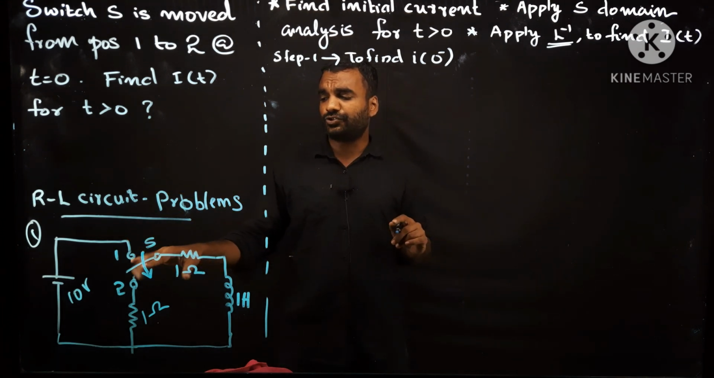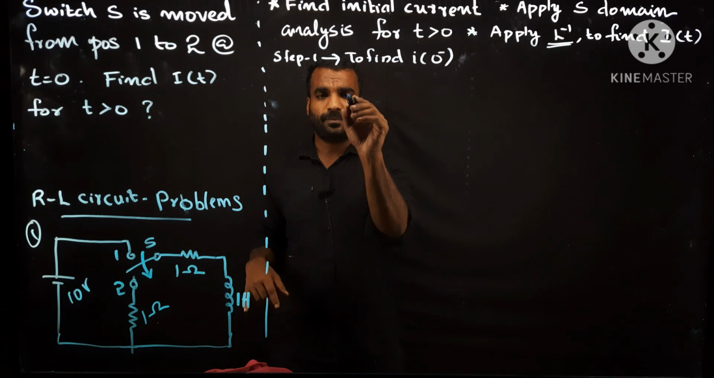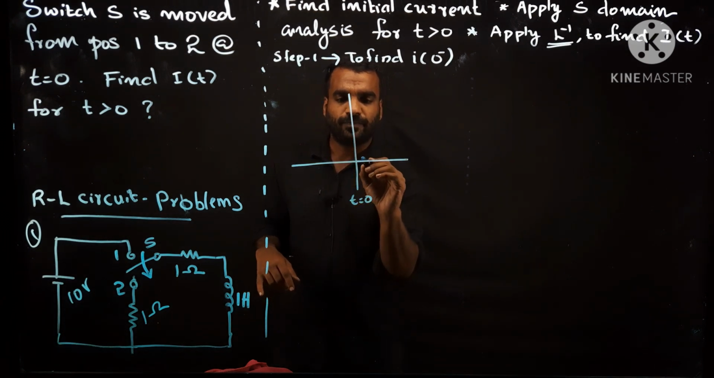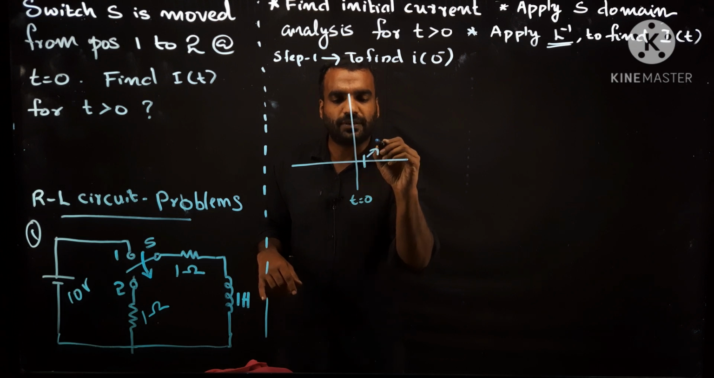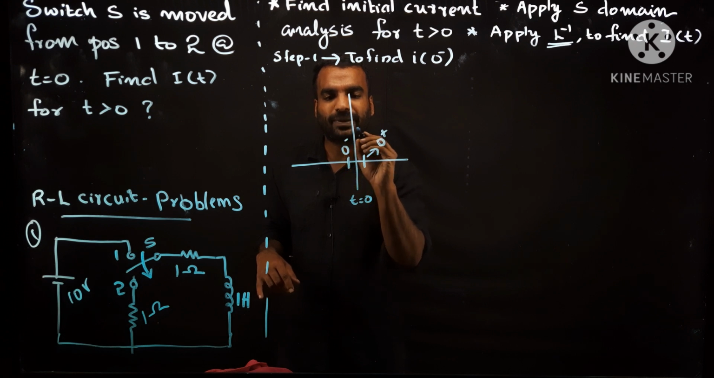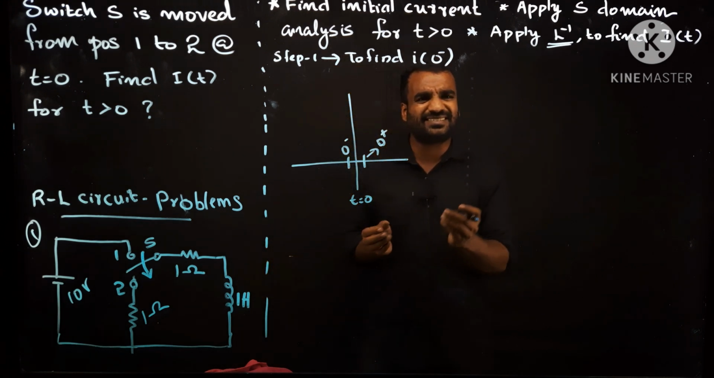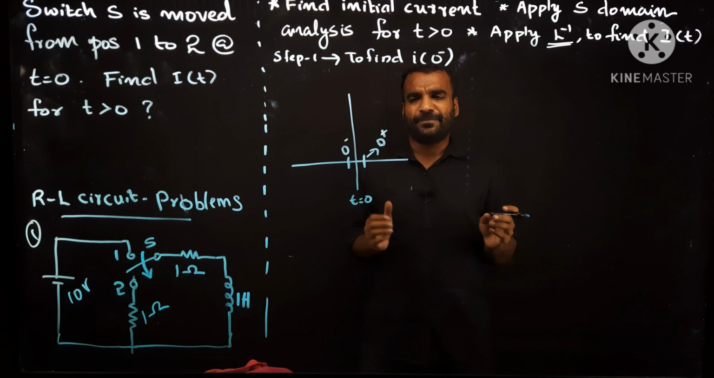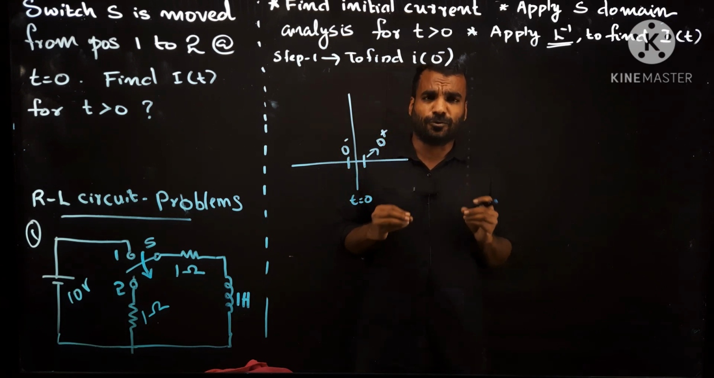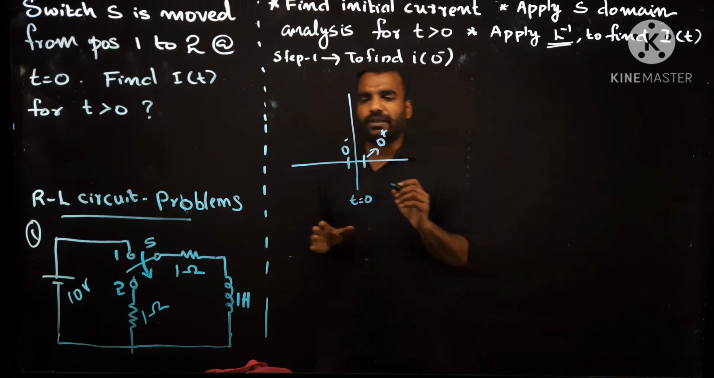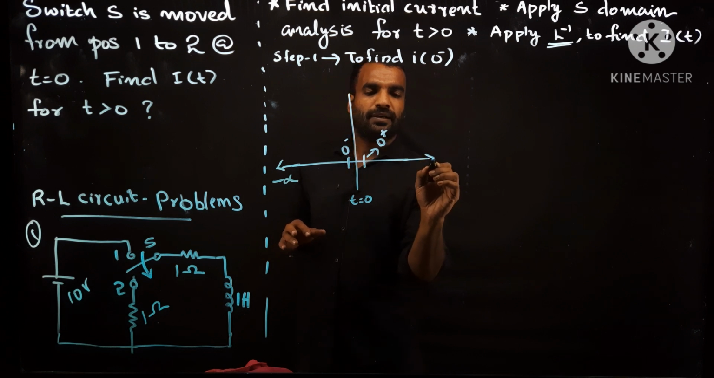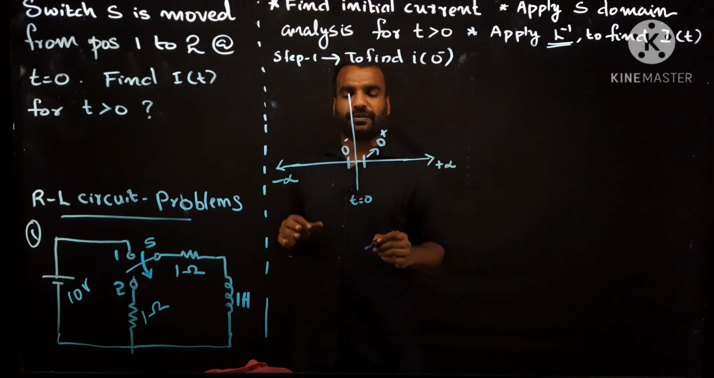So initially the switch was connected to position 1. This is the instant of switching, t equals 0. This may be just after switching, 0 plus. This may be just before switching, 0 minus. The difference between these instants is very, very small, microseconds. That's why we can say these three time instants are very close. Please keep that in mind. And this is negative infinity. This is going to positive infinity.